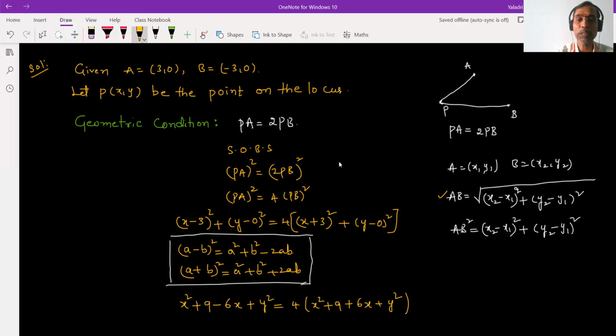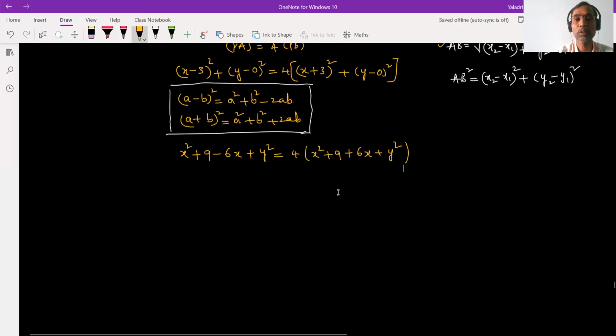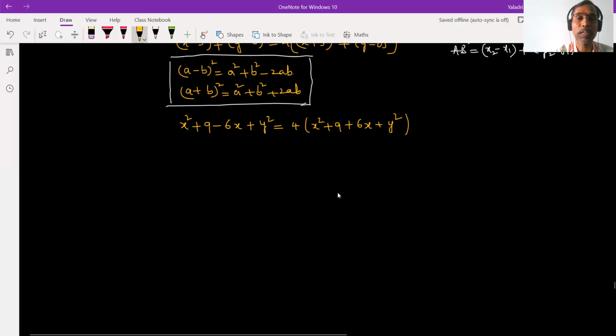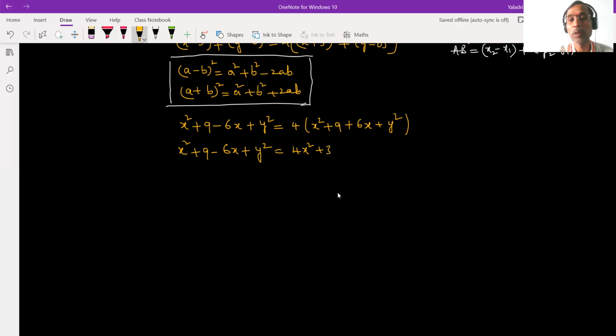Okay, now you should multiply with 4. Before it, 4 is there, no? So again you should write x square plus 9 minus 6x plus y square equals 4x square plus 36, plus 24x, plus 4y square.